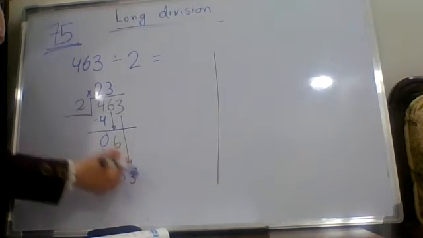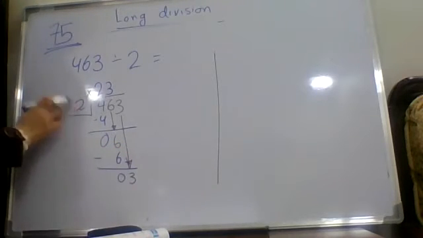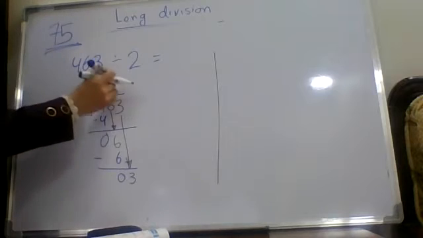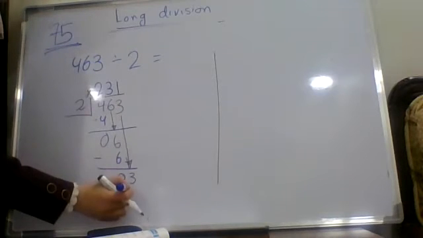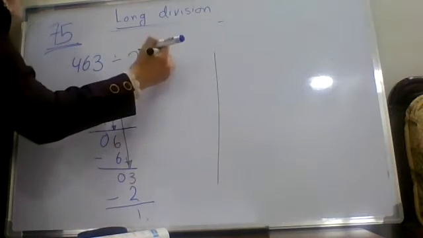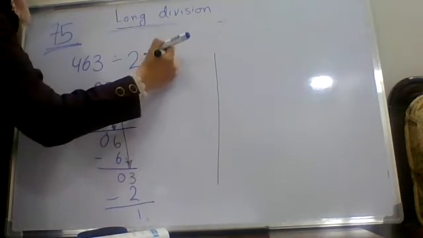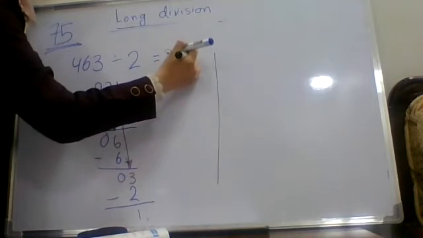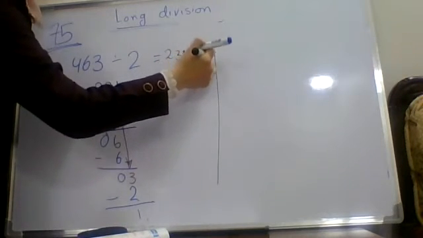Put 3 down. I have 3. How many 2 inside this 3? I have only 1. 1 times 2 equals 2. And we have the remainder 1. So the answer is 231. And the remainder is 1.